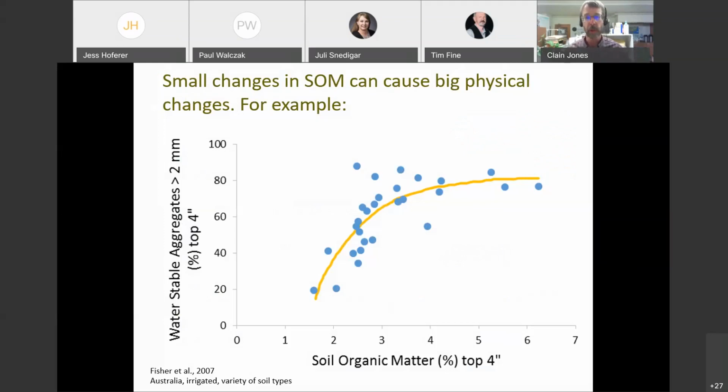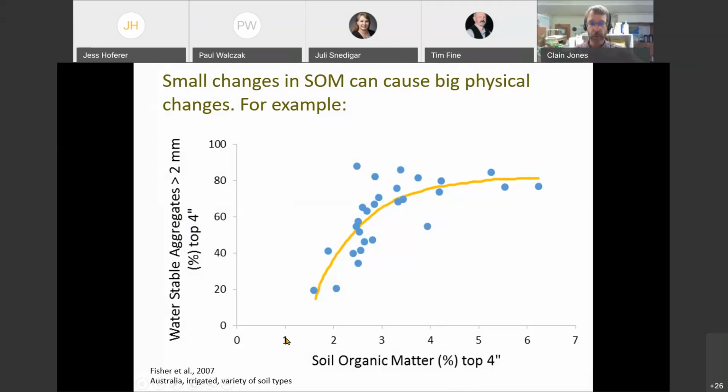One thing that I find quite interesting is that relatively small changes in soil organic matter can cause some pretty large changes in other parameters. So my intuition would say if soil organic matter goes up by 10%, maybe things like infiltration or aggregation or biological activity go up by 10%. There's more work showing what would be called a threshold effect, where small changes in soil organic matter can cause big changes in other parameters.